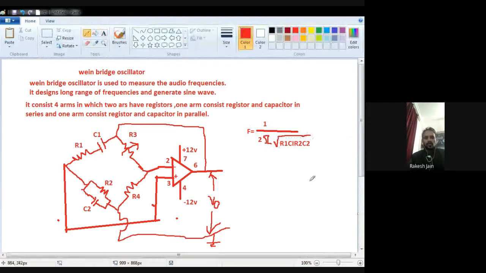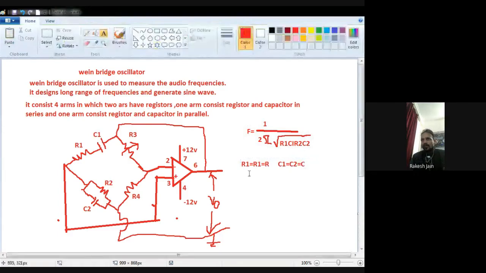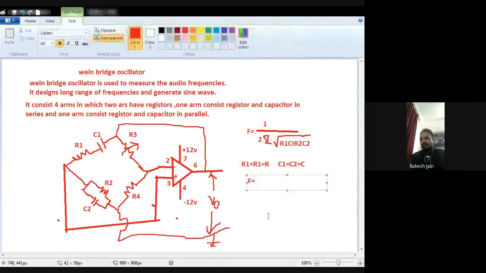R1 C1 R2 C2. If we choose R1 and R2 both equal to a single value, let's suppose it is R, and the capacitors C1 and C2 equal to each other, that is C, then what will happen?